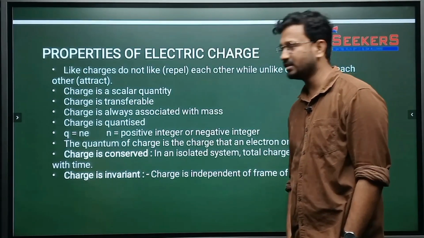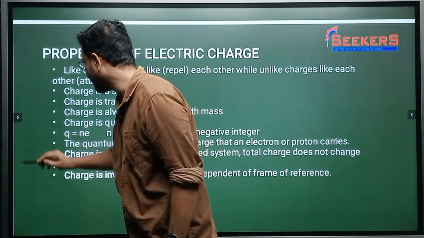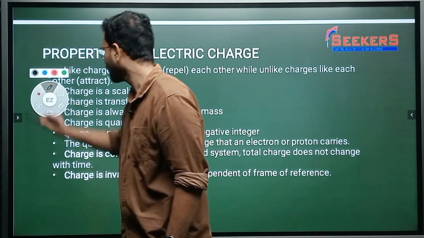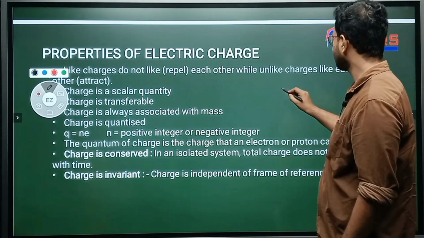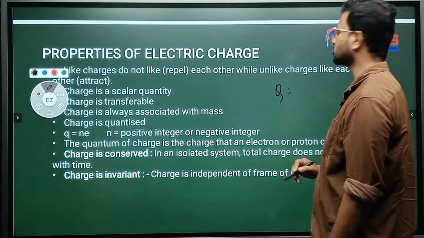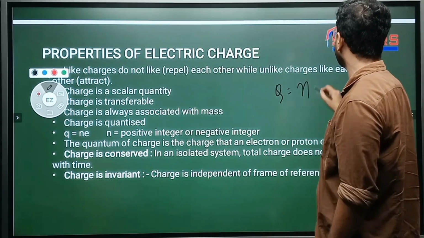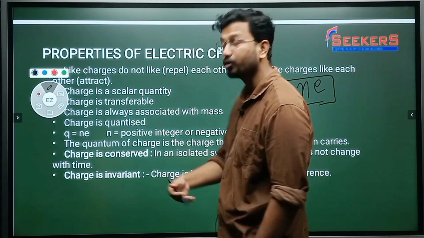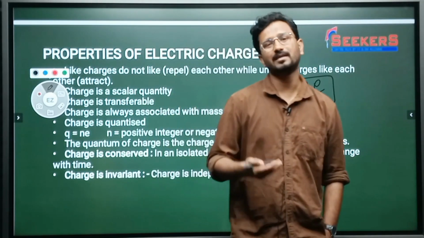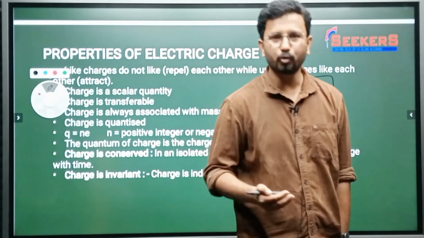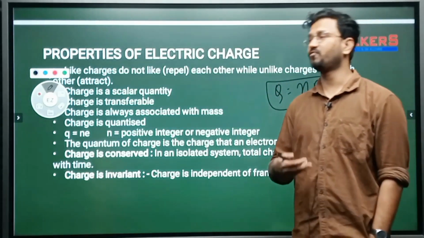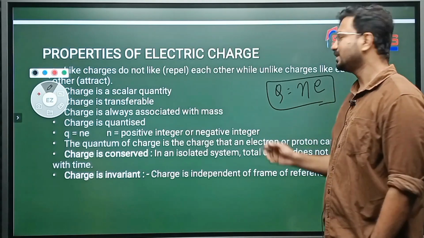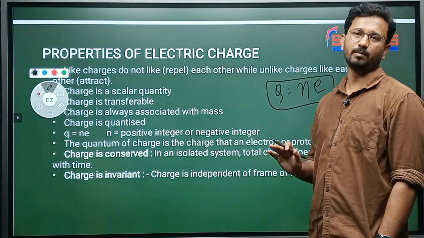Charge is quantized. This one is important. How is charge quantized? See, charge q is always quantized. Quantized means it is always an integral multiple of the electron charge, because just now I told you that the charge on any object comes from either electrons or protons. Generally protons don't come out of the atom because they are well settled inside the nucleus. Electrons come out of atoms. So basically the charge on any object is an integral multiple of the electron charge.